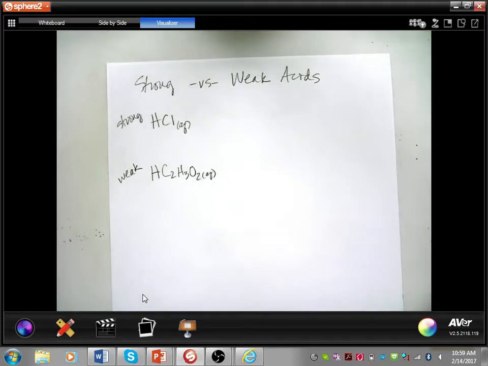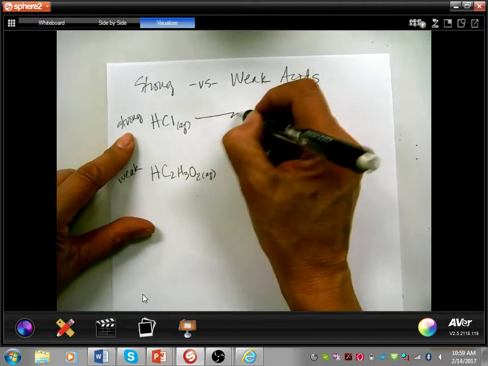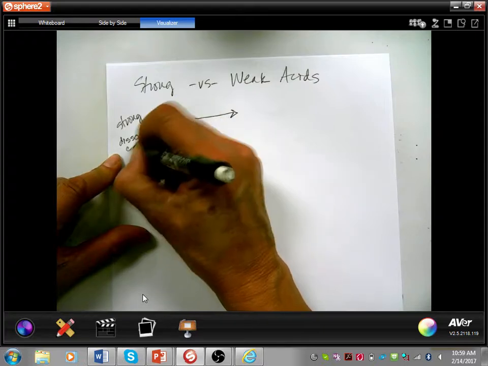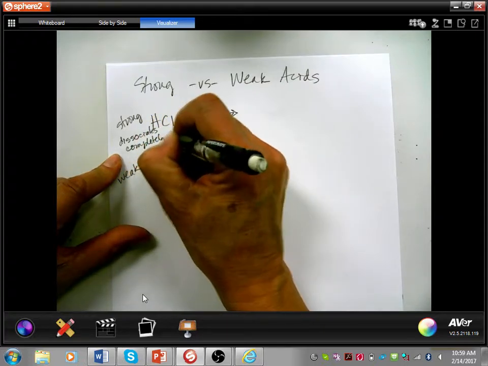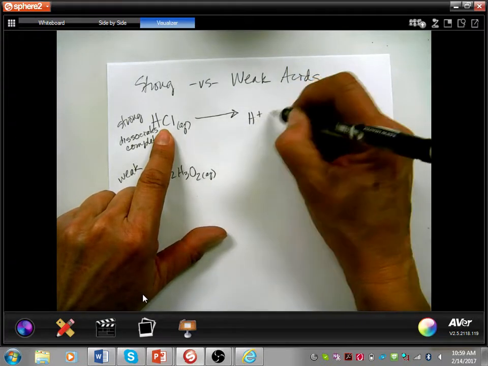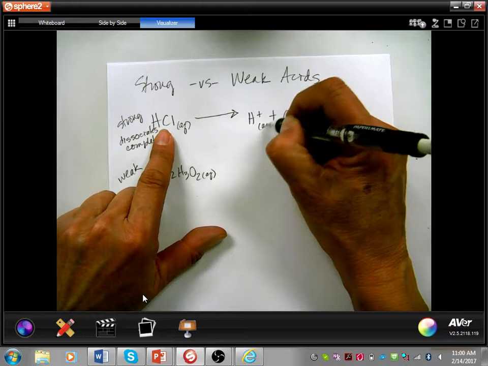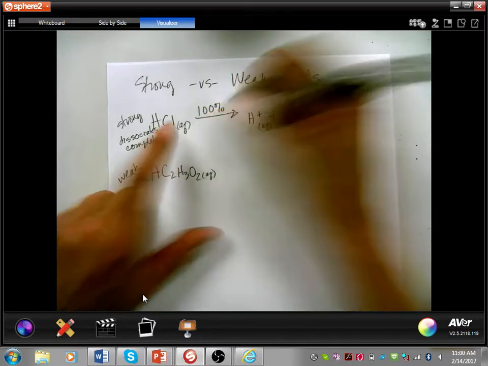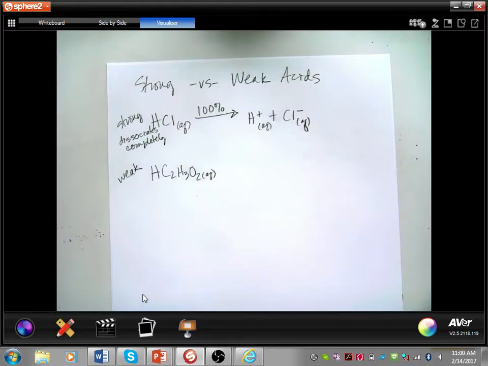The difference between a strong and a weak acid has nothing to do with their concentration. Concentration and strength of an acid are independent measures of an acid, and they don't have anything to do with each other. A strong acid simply means that it dissociates completely. Meaning every piece of HCl that I put into water is going to break up into hydrogen ions and chloride ions, both in aqueous solution. So we have 100% dissociation.